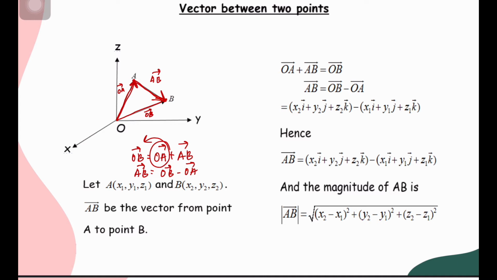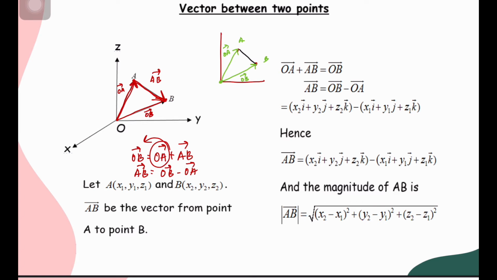If you have 2 points here, you will have 2 position vectors. The first position vector will be from origin to the first point. Let's say this one A, this one B. So this one is the position vector OA. The second vector will be from the origin to the point B. So this one is the second position vector, which is OB. What you want to find is actually the vector in between of these points.